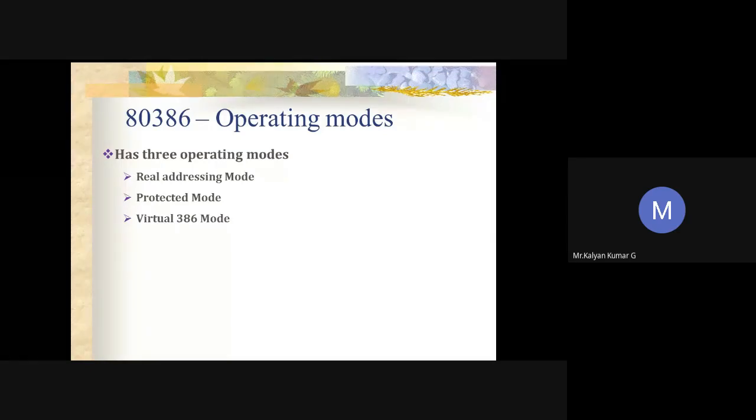So in real mode, 80386 can access 1 MB of memory, similar to your 8086, where the paging unit will be disabled. Whereas in protected mode, it can access all 4 GB of memory with certain added features. So here, in case of this virtual 386 mode.